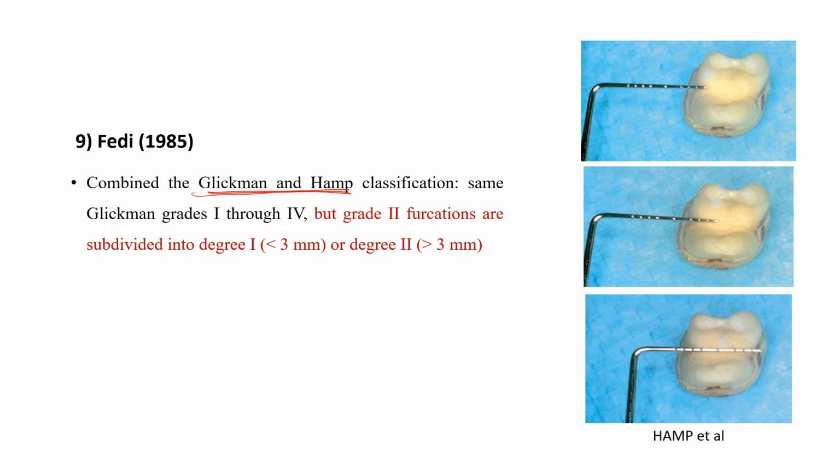He has graded the classification 1 to 4 according to Glickman only. But he made a little modification in grade 2 furcation. In grade 2 furcation, he subdivided into subclass 1 and subclass 2. Subclass 1 is less than 3 mm of horizontal invasion, and in subclass 2 it is more than 3 mm of horizontal invasion. Okay, he took some idea from Hamp and some idea from Glickman and combined both of them to give this classification.